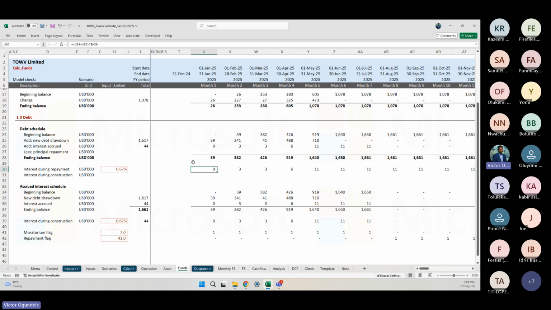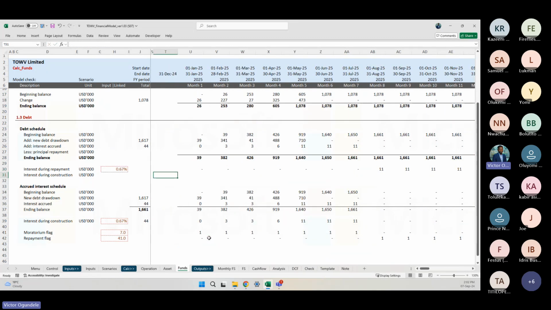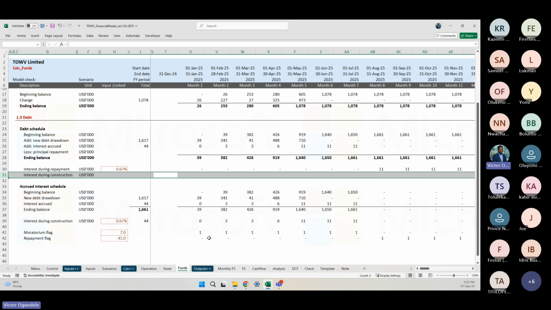And for our interest during repayment, remember, we can only start the interest repayment during the repayment period. So the interest during construction that we've calculated, now try to put everything in brackets and also multiply it by what? Multiply it by our repayment flag. I think we can delete the interest during construction that we put below.